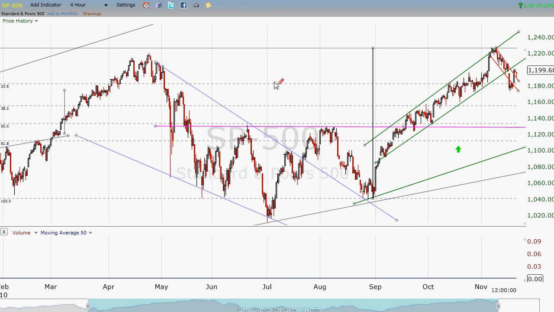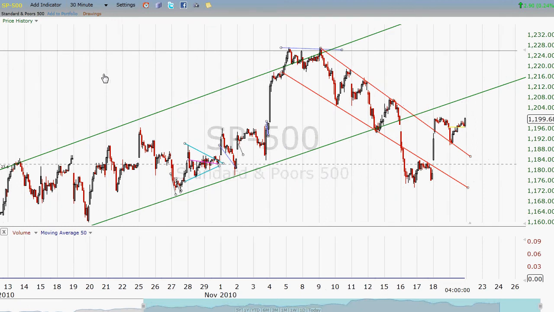I believe we will. So this is the big picture. This is the big driving thing. This is a pattern that took about 4 months to form, and this is a large and technically important pattern. So let's look at a little bit closer detailed action on what's been going on for the past couple weeks.